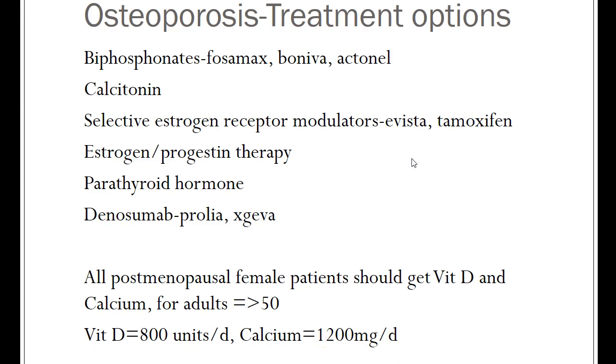And then vitamin D, the minimal dose is going to be 800 units, but you can go up to 1,000 international units daily. That's recommended for all adults older than the age of 50. Of course, higher doses will be needed for those that have a true vitamin D deficiency.